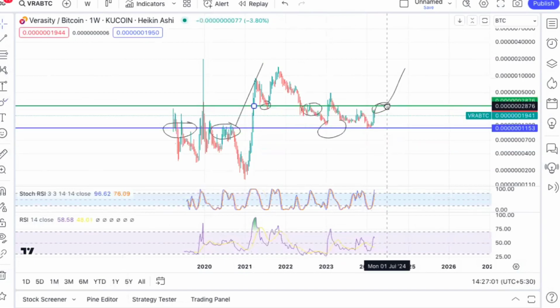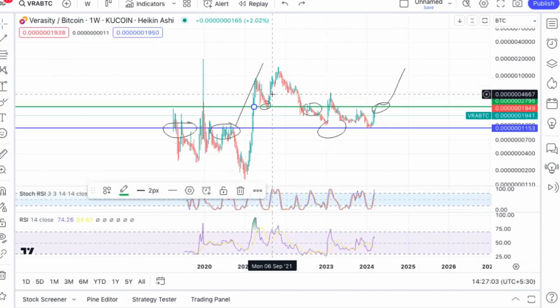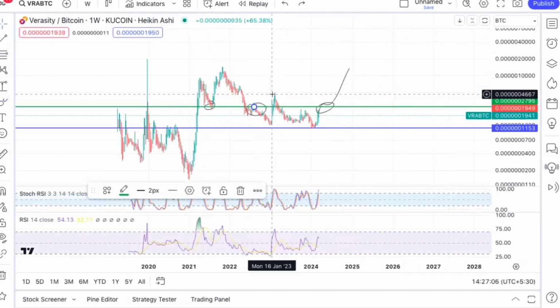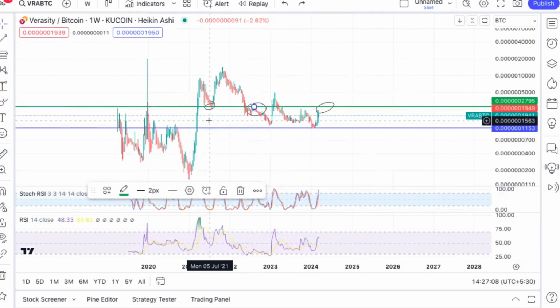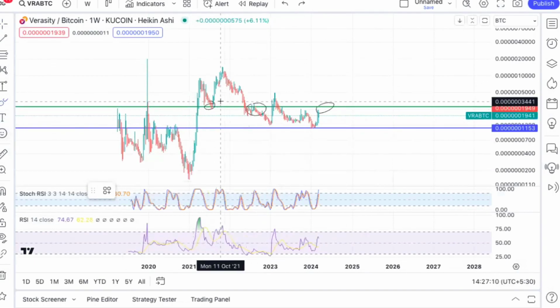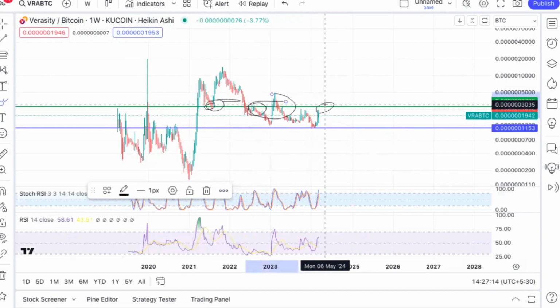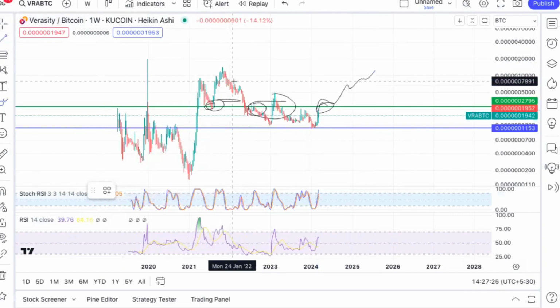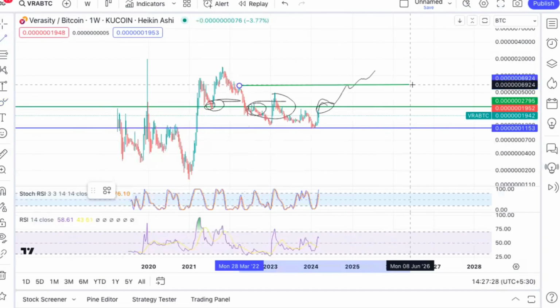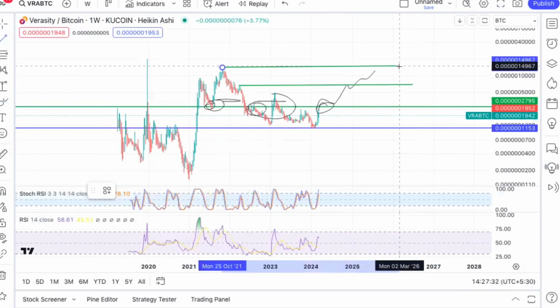Whenever it breaks out of this zone, let me again show you and get rid of these drawings, whenever it breaks out of this zone, previous support and resistance at around 2725 satoshis or around 2825 satoshis, this is where it will start a new bull market against the Bitcoin pair. The first target would be here, and its new all-time high would be somewhere over here.